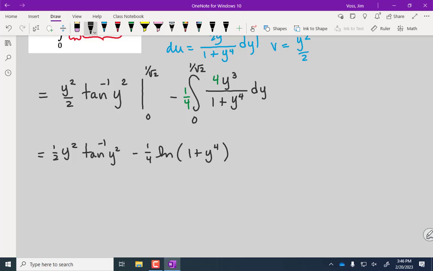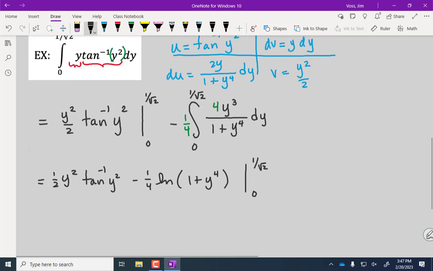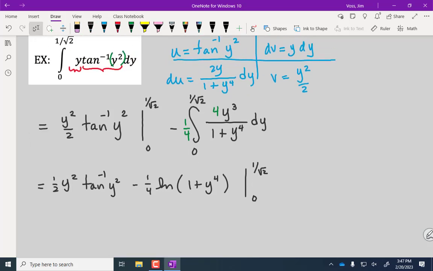y to the fourth is always positive. And then this will go from 0 to 1 divided by square root of 2. Could you explain to me again how you make that into log form, by pulling a fourth and a 4 made into a log function? Log form? Yep.